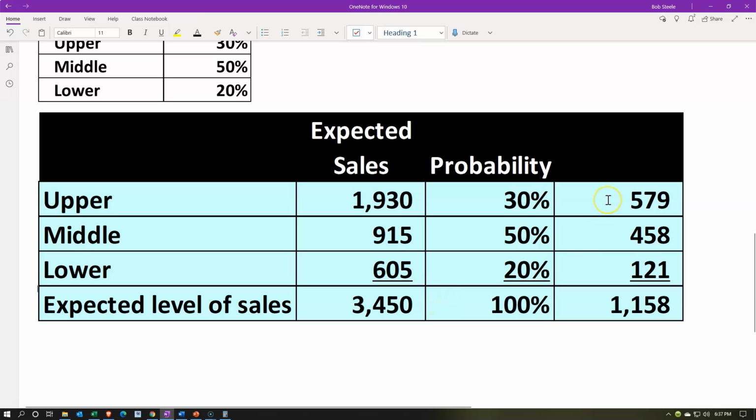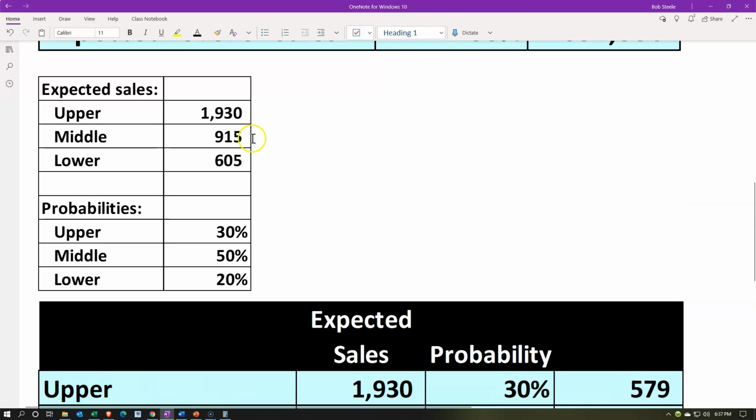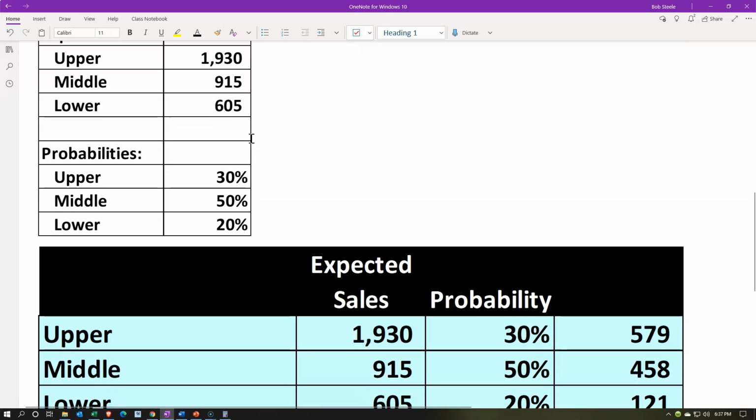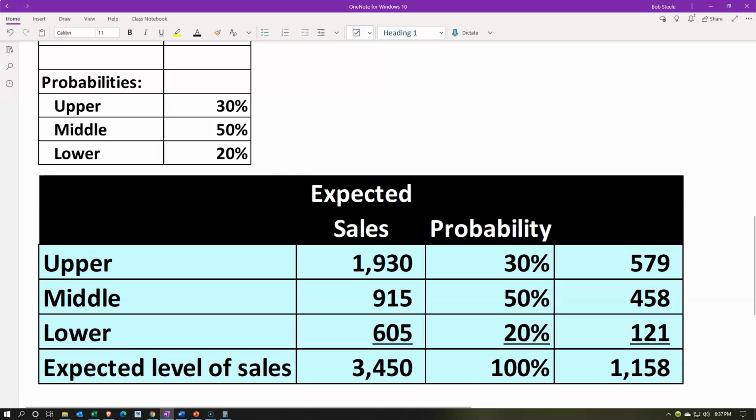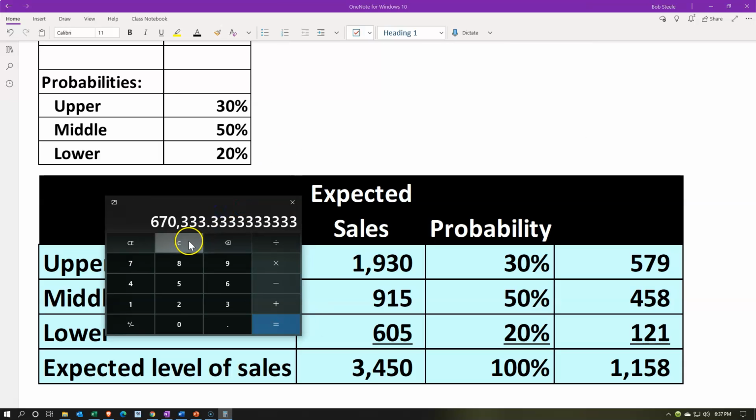Adding up the outer column, we then get 1,158, which you can see is not quite the middle number, but it's somewhere around that range. So you can use that method to do it. If we were to take a straight average, 1,930 plus 915 plus 605, we get 3,450. If we divide that by 3, that would be the straight average of 1,150. It's pretty close in this case, coincidentally.